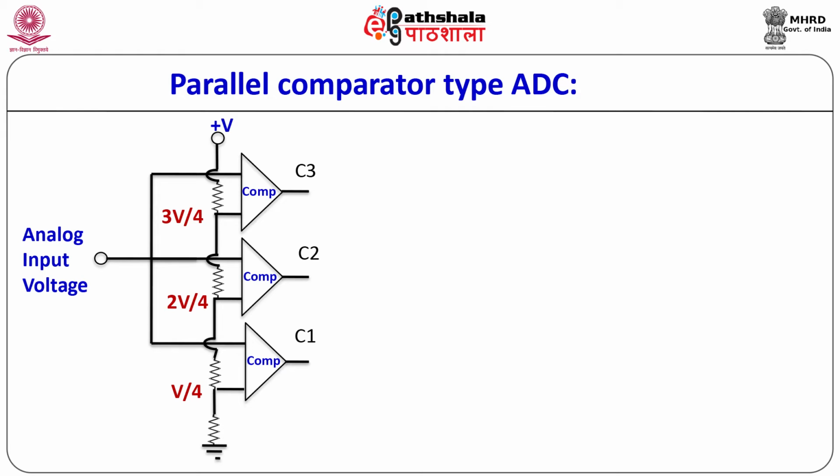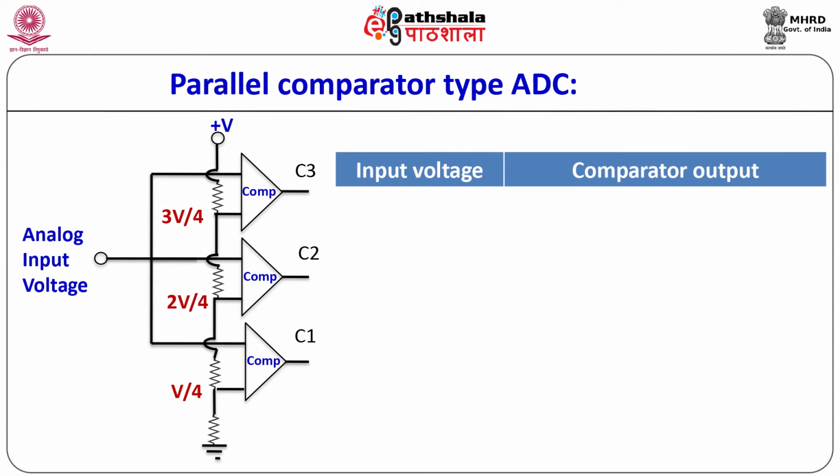The analog voltage that we want to convert into digital form is applied to one input of the comparators, whereas the other inputs to the comparators are fixed reference voltages that may be obtained using a potential divider arrangement as shown in the figure. The reference voltage to the lower comparator is V by 4, the reference voltage to the middle comparator is 2V by 4, whereas the reference voltage to the upper comparator is 3V by 4. Depending upon the analog input voltage, the comparator outputs C1, C2 and C3 are set.